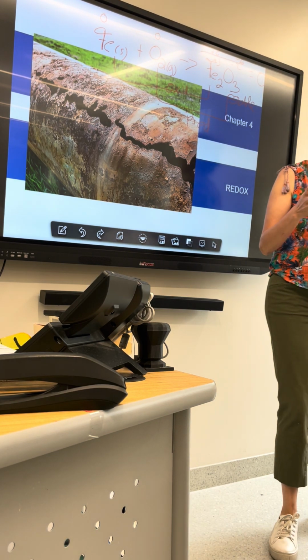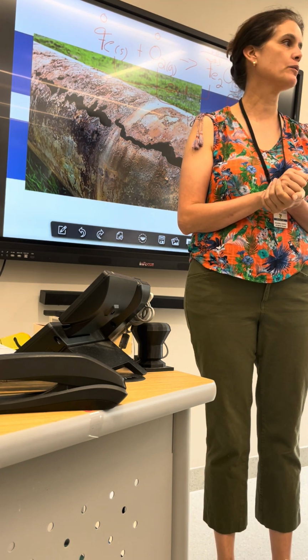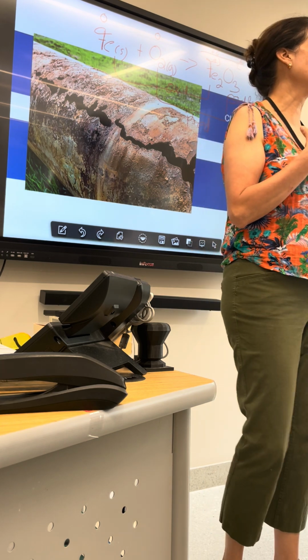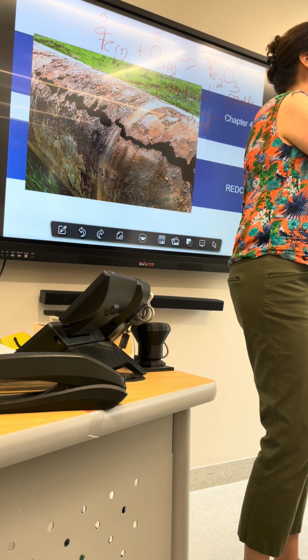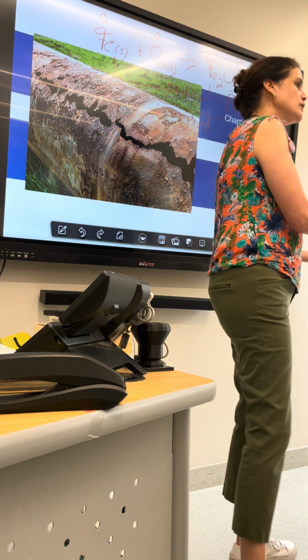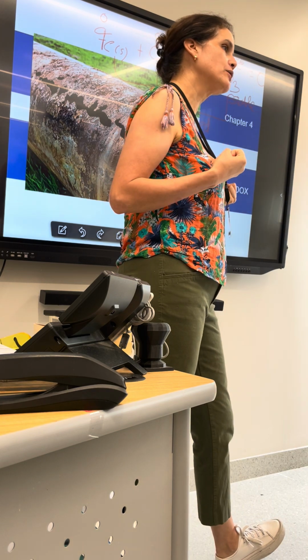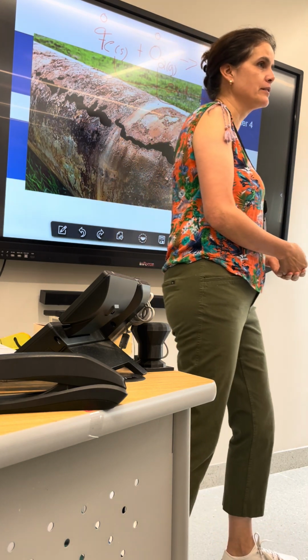What's an oxidizing agent? Something that causes something to get oxidized, right? So it's an oxidizing agent because oxygen causes metals to get oxidized. So they're agents that force the other to get oxidized. Why? Because they rob the electrons. And when you rob the electrons, the other one gets oxidized.